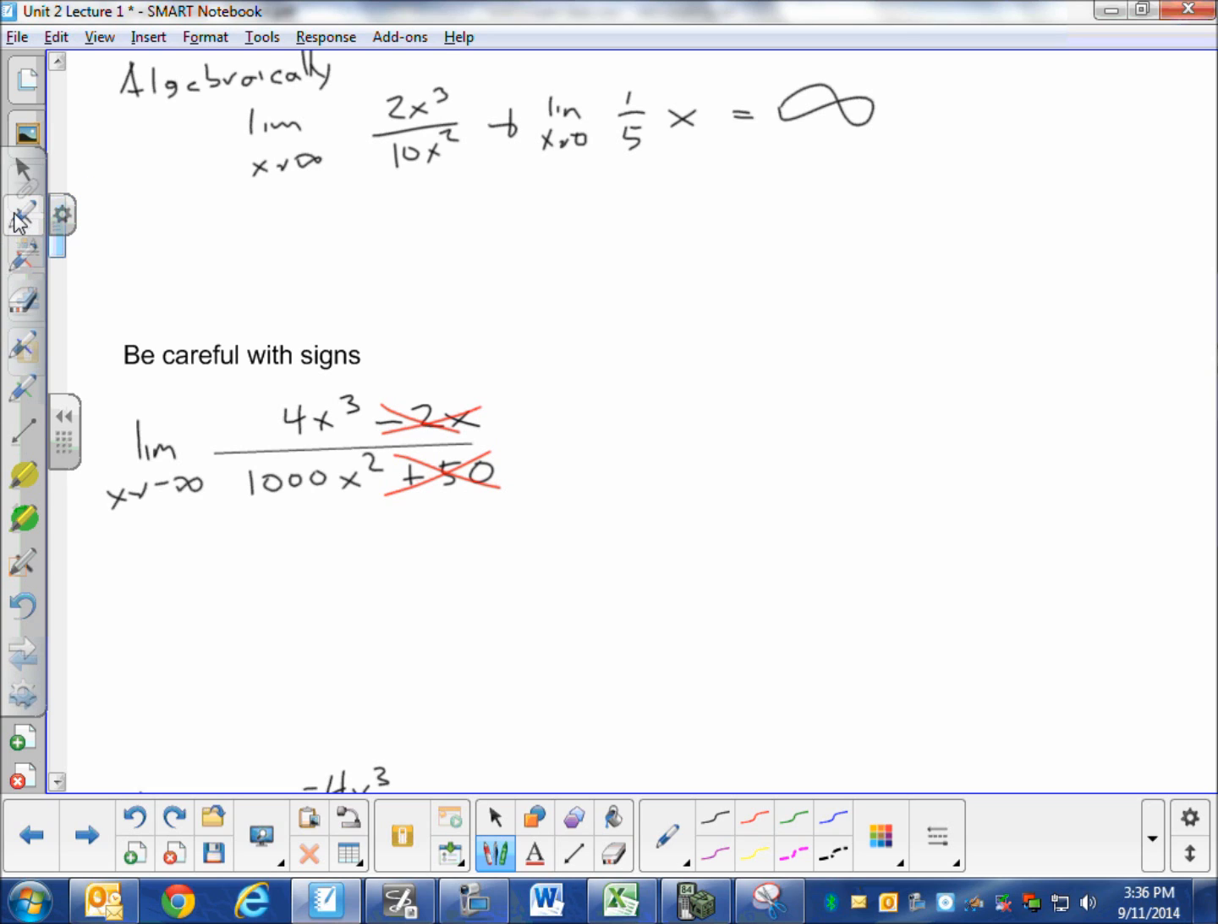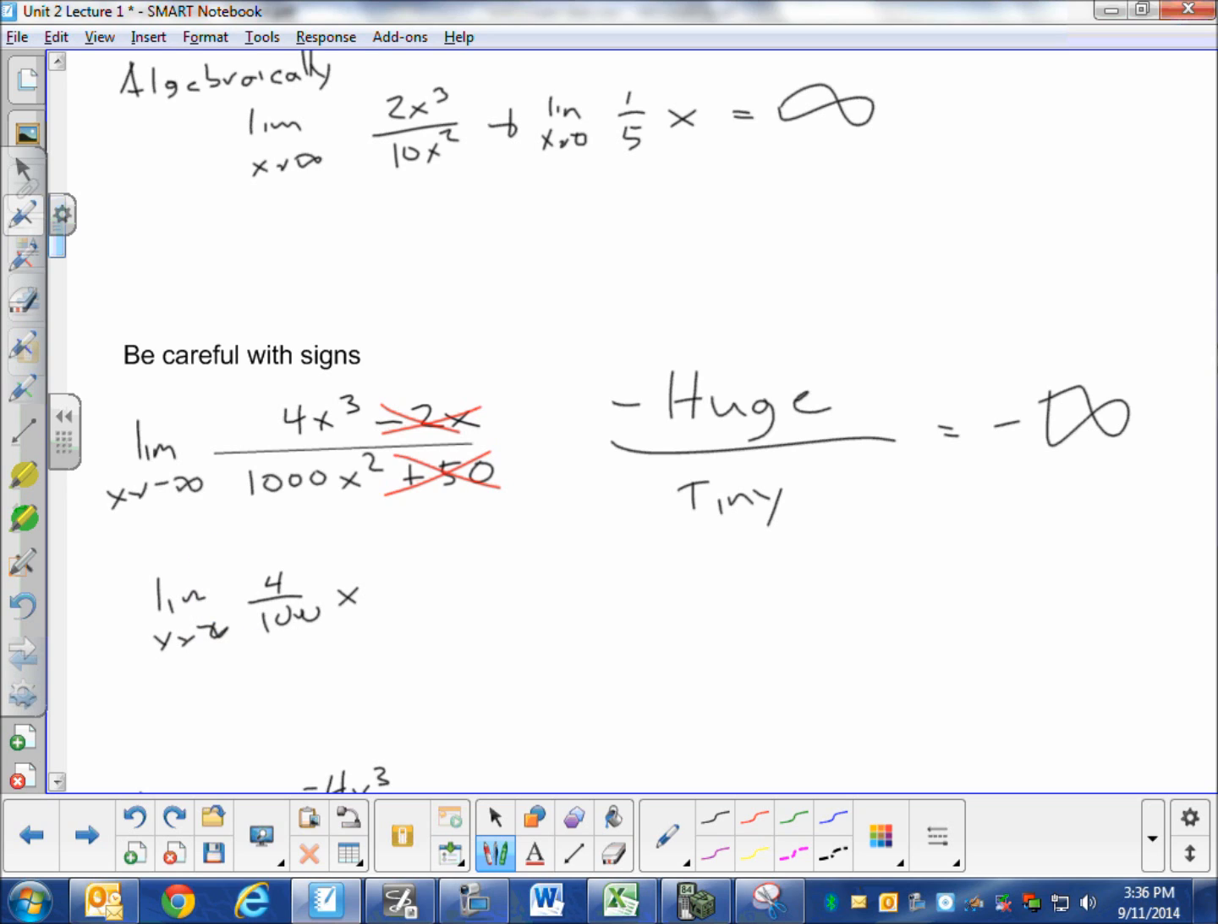Insignificant. This will grow faster than this. However, we're plugging in negative values, so this is going to grow faster and be a huge negative value. I plug in huge negative values for this and I square it. It will be positive, but comparatively it'll be tiny, giving me negative infinity. If you do it algebraically, you'd have 4 over 1000 x, but you're plugging in negative infinity, so that's going to be a huge negative value.